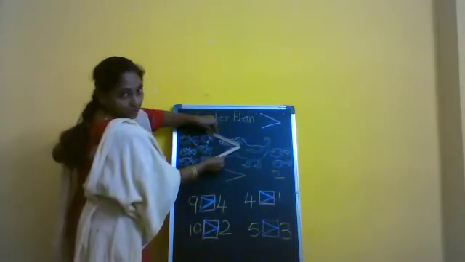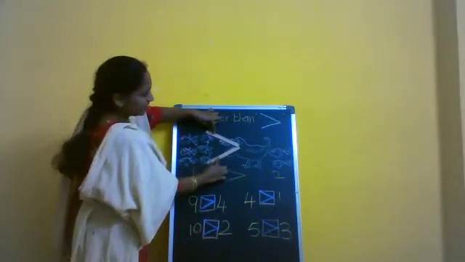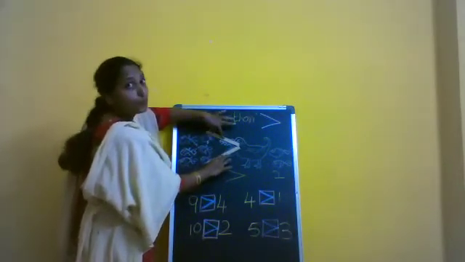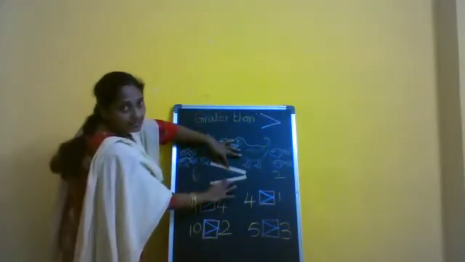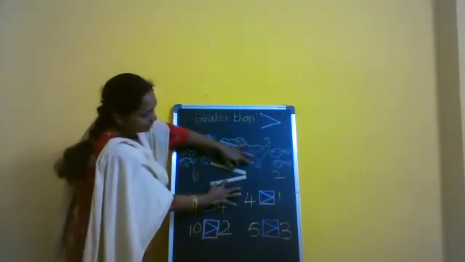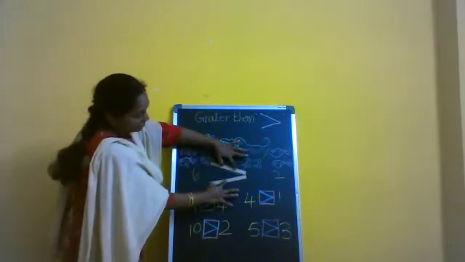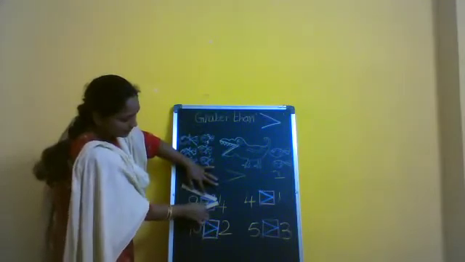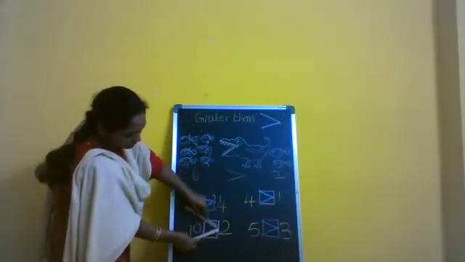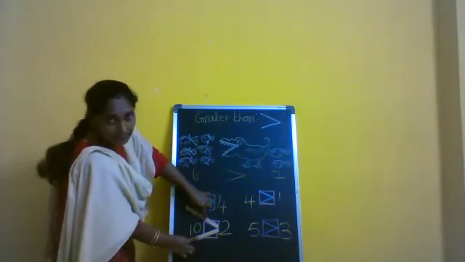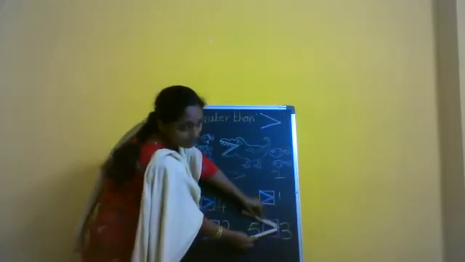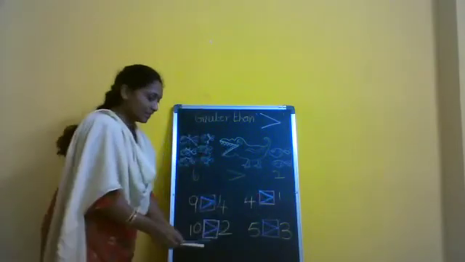See, greater than. It is the symbol of greater than. Greater side. This crocodile wants to eat more. See? Greater than. Which side will it open its mouth? Left side. 9 is greater than 4. First observe, the first number is the greater number. 10 is greater than 2. 4 is greater than 1. 5 is greater than 3. Understood dears?